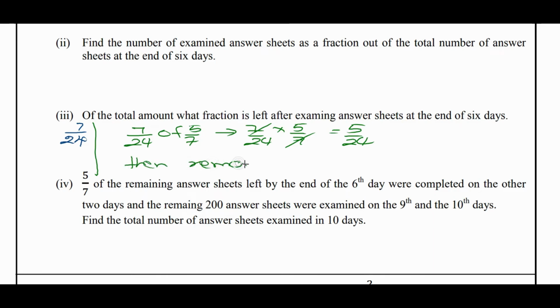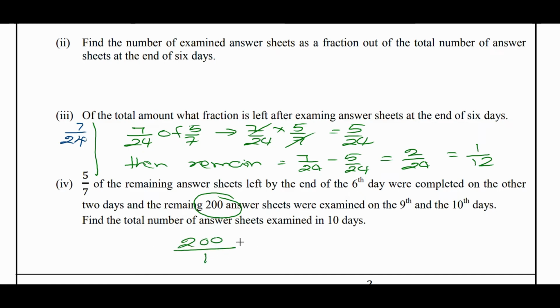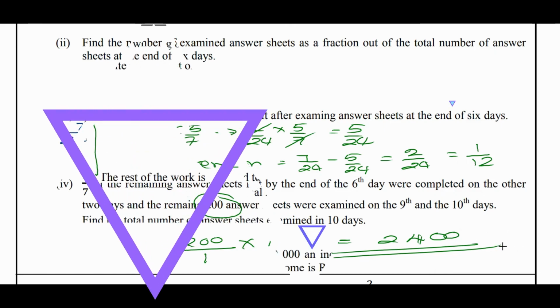Then the remaining can be written as 7 out of 24 minus 5 out of 24. That means 2 out of 24, which can also be written as 1 out of 12. And this amount is 200 answer sheets. Therefore, the total answer sheets can be calculated as 200 divided by 1 out of 12. That means 2400 answer sheets. That is a good question.